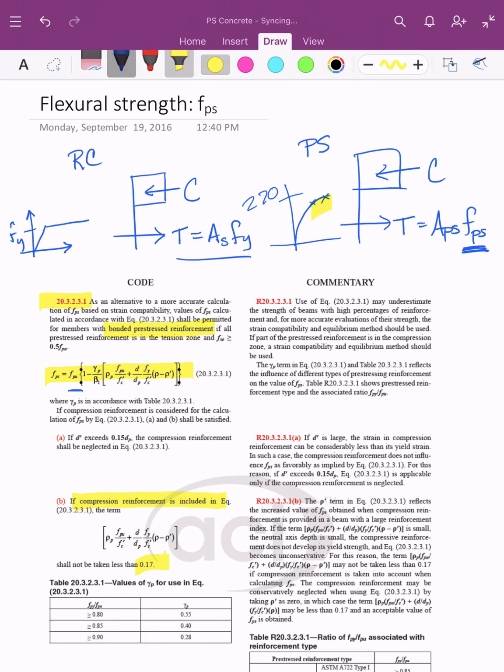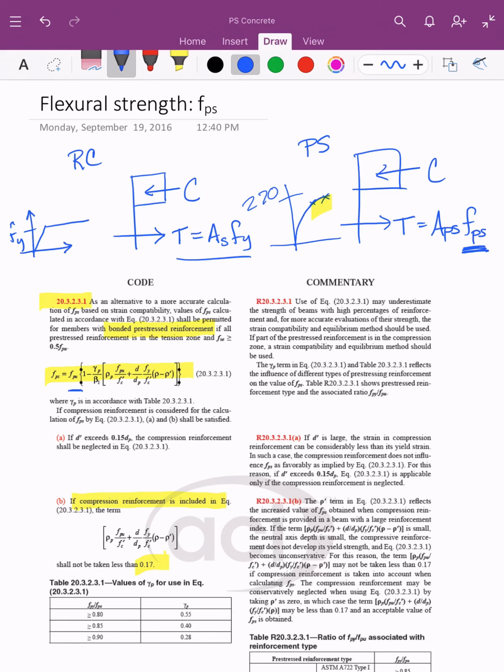As we go through this equation, and I'll touch on this on the board in class as well, we have a couple terms. You know what beta 1 is, that's related to concrete strength. Rho sub p: rho is the reinforcement ratio, and sub p means we're looking at pre-stress. You know f prime c, you know d. d sub p is the d to the pre-stressing steel instead of the reinforcing steel.